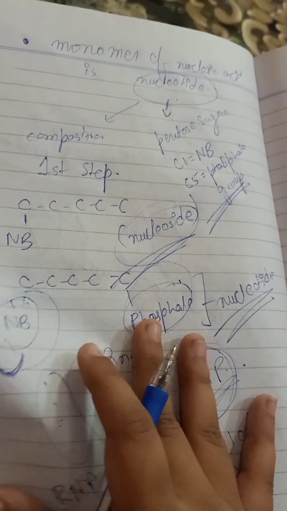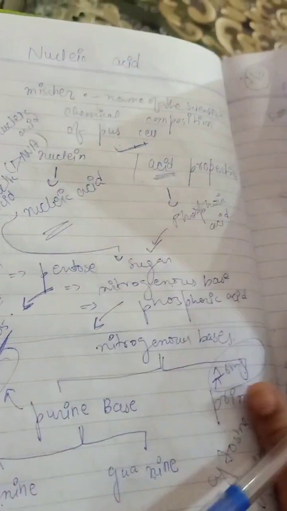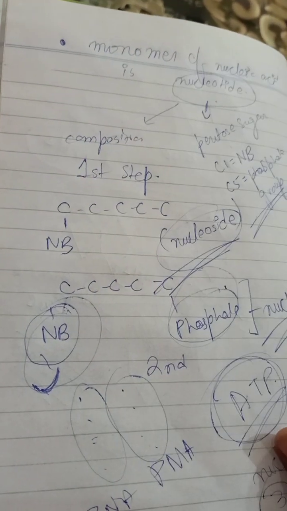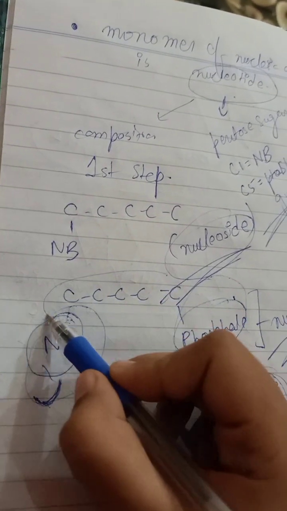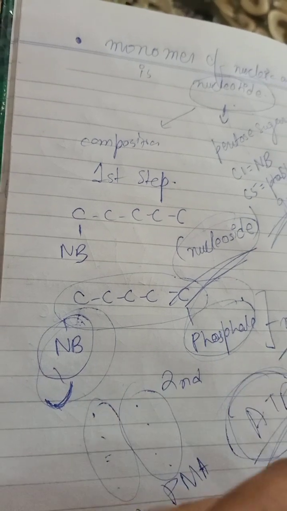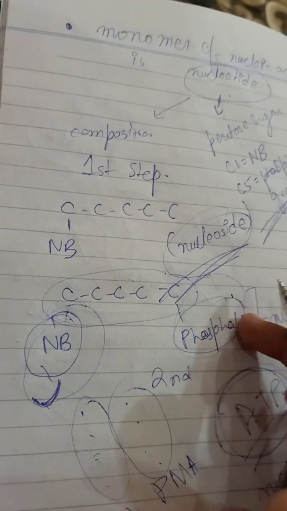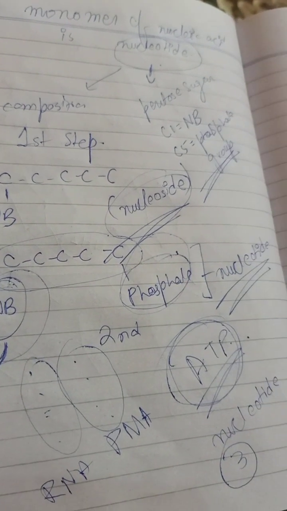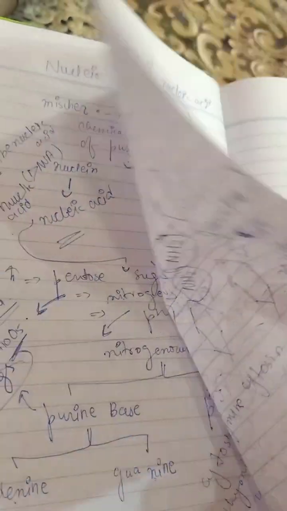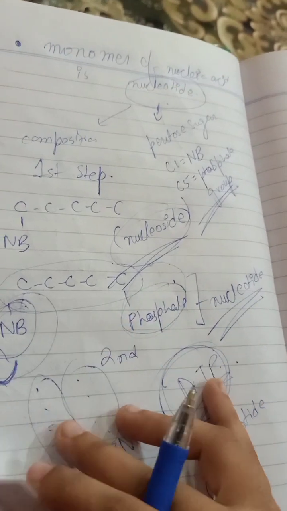So today we have just learned about nucleic acids. In the next video I'll tell you about the structure of the nucleotide: how carbon to carbon is attaching, how the nitrogenous base is attaching, how the phosphate is attaching. Today we are done with nucleic acid. In the next video I'll tell you about the full structure of this.